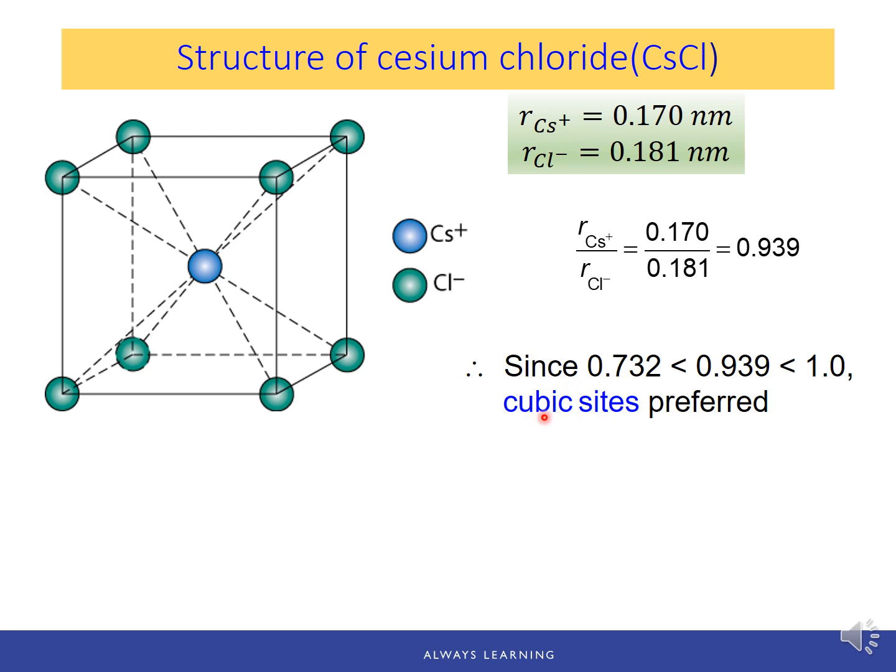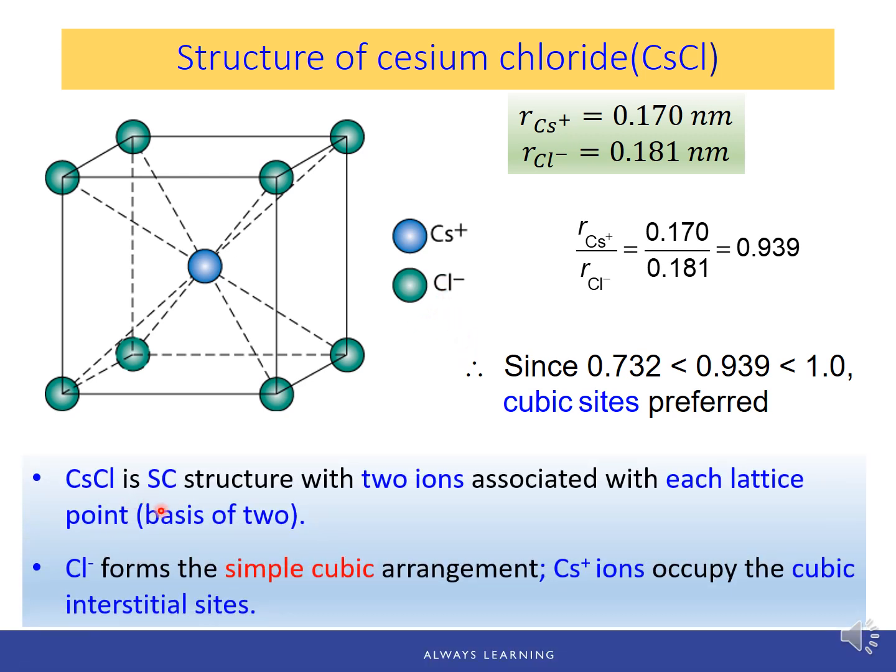Therefore, the cubic sites are preferred, which means the cesium cation will enter the cubic site at the center of the cube formed by the chlorine ions. So cesium chloride is a simple cubic structure with 2 ions associated with each lattice point. Again, this is not a body-centered cube, but a simple cube. The chlorine ions form the simple cube arrangement, and the cesium ion occupies the cubic interstitial site. So the coordination number for both ions is 8.